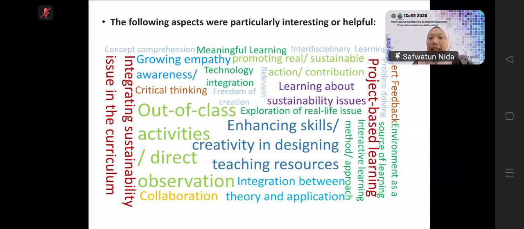And again, the out of class learning activity was mentioned by most of the students as the aspects particularly interesting or helpful in the course. In addition to enhancing skills or creativity in designing teaching resources, collaboration, integrating sustainability issues in the curriculum, and also project-based learning.